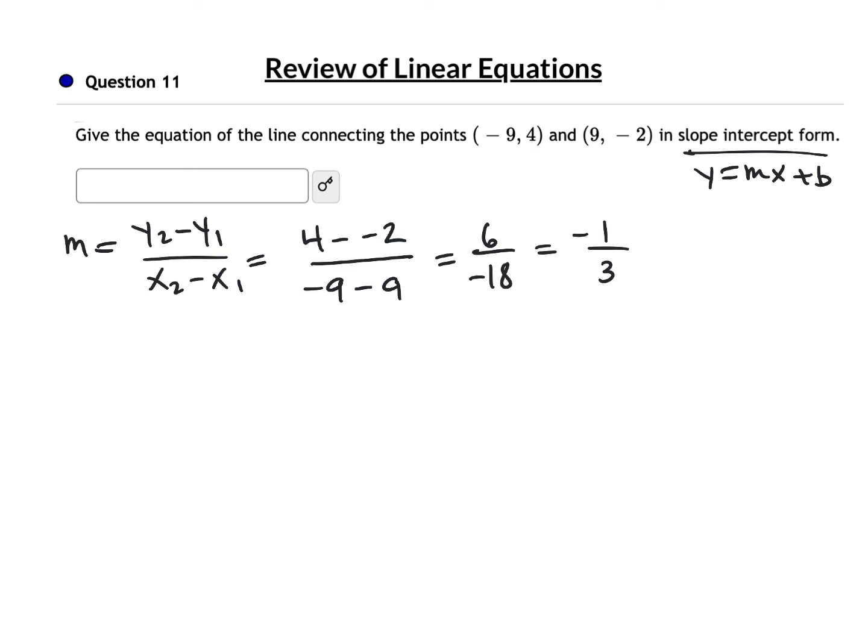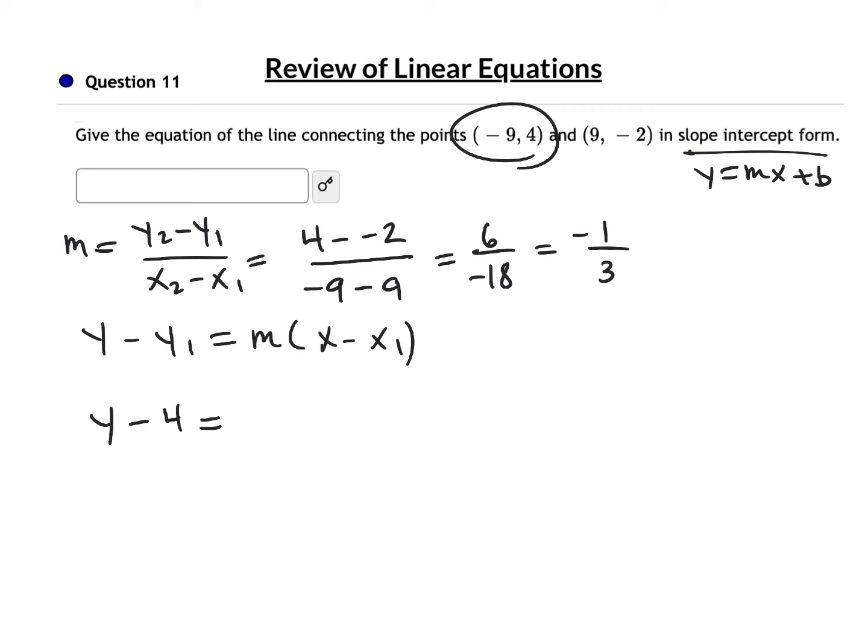There's our m. Now we're going to use point slope. Y minus y1 equals m times x minus x1. I'm going to pick my first point. You could use either one, though. Y minus the y, that's 4, equals m, negative 1/3, times x minus the x, which is negative 9. X minus negative 9 becomes x plus 9. It's a double negative. The only way we can get a plus here is if one of our coordinates is negative. Now we'll distribute. Y minus 4 equals, take the 1/3 to both.